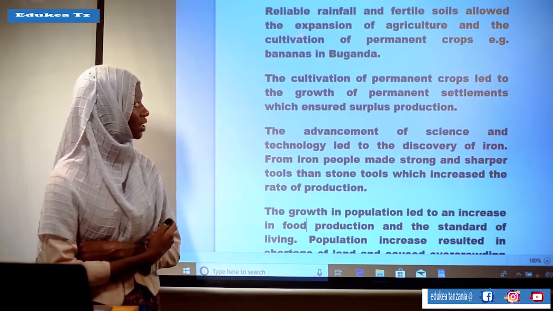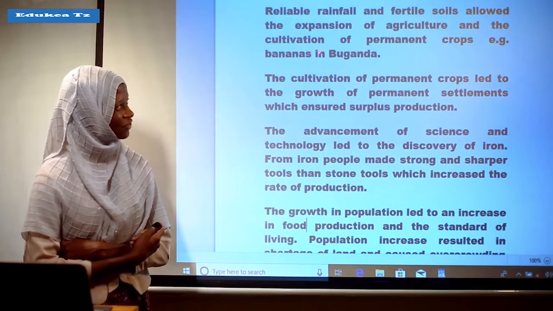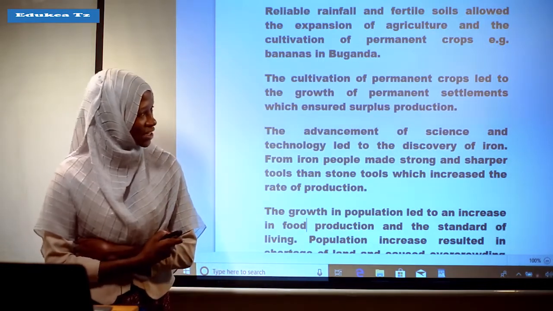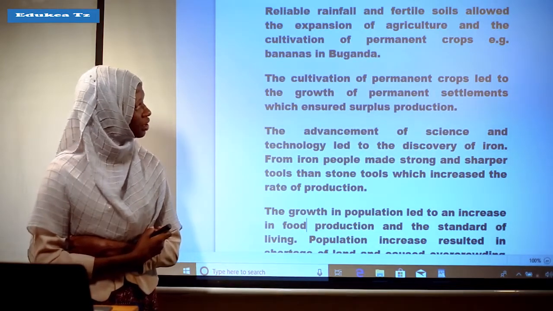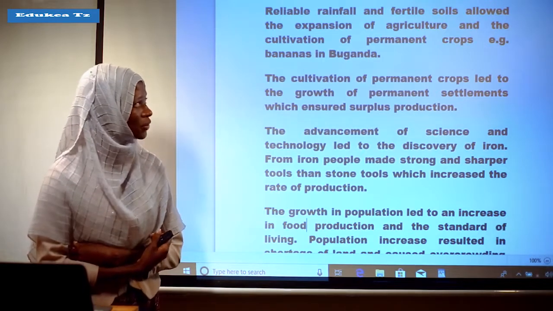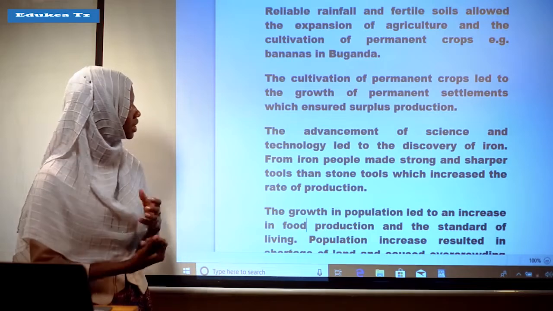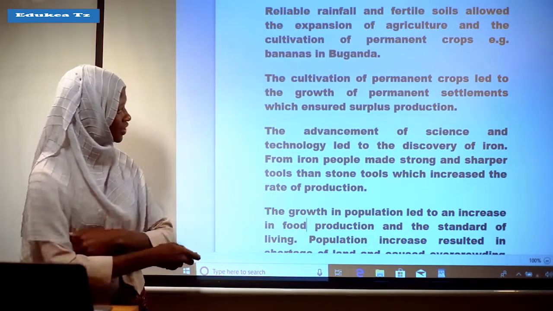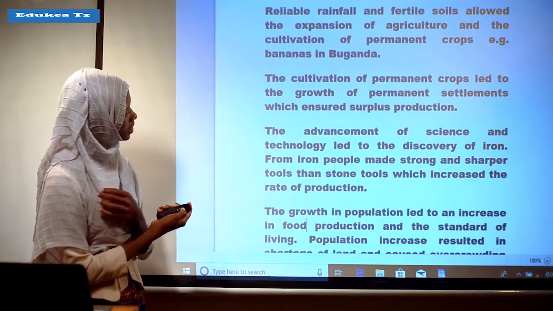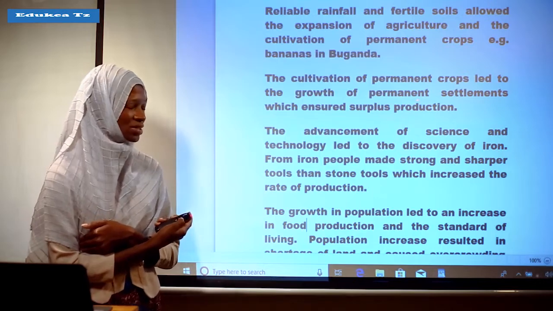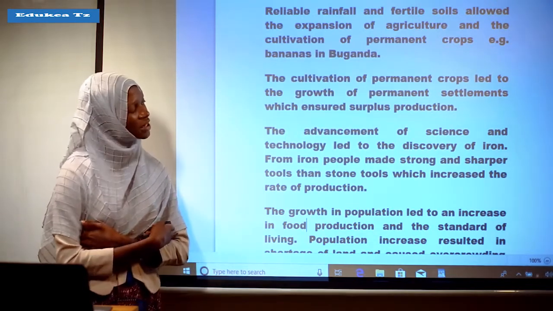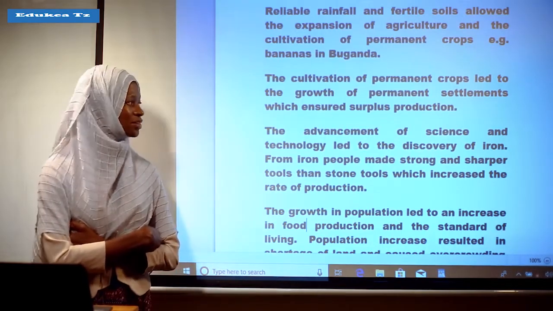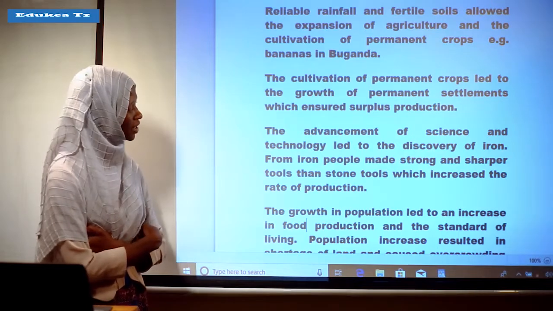Reliable rainfall and fertile soil allowed the expansion of agriculture and the cultivation of permanent crops such as banana in Buganda. So, due to the presence of reliable rainfall and fertile soil, the farmer was forced to advance in production, as they had a lot of crops like banana cultivation in Buganda. The cultivation of permanent crops led to the growth of permanent settlement, which ensured surplus production. One notable characteristic of the feudal mode of production is the presence of surplus production. That's why human beings decided to settle in a single place, to have permanent settlement.